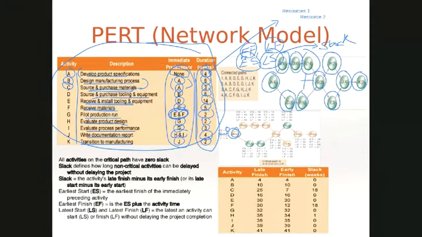Now, you don't worry about the latest start and latest finish first. This is known as forward propagation. And your latest start and latest finish will be something called a backward propagation. So we'll only figure out the early start, early finish first.